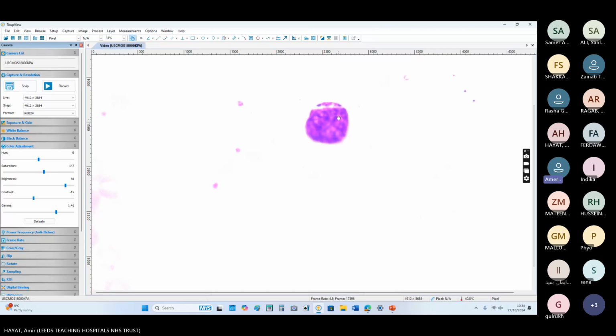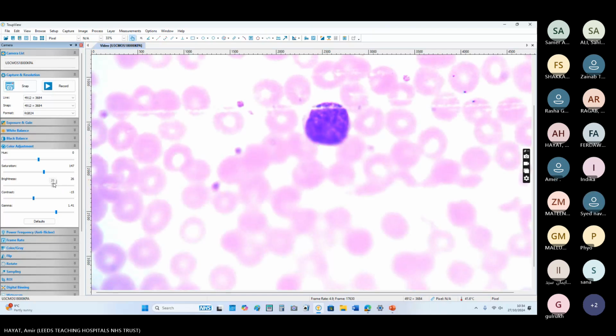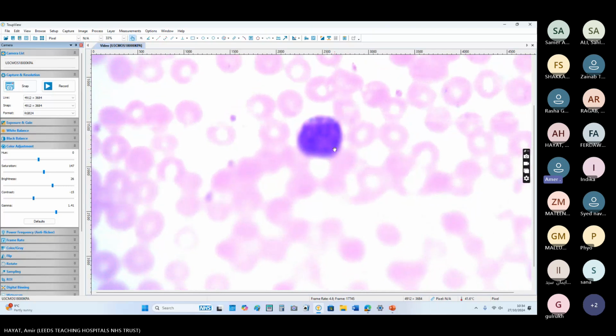Now this one as well has lines inside. So their nuclear material is not uniform. There are a lot of indentations in the form of cerebriform appearance, and they have a central line in between. And the history of the patient would guide you that these are Sézary cells and a diagnosis of Sézary syndrome.